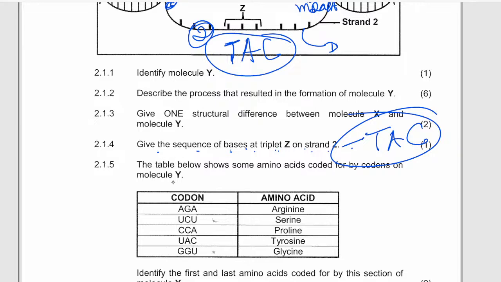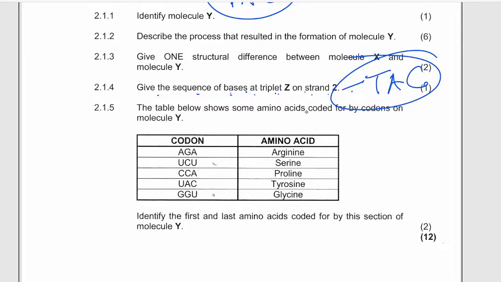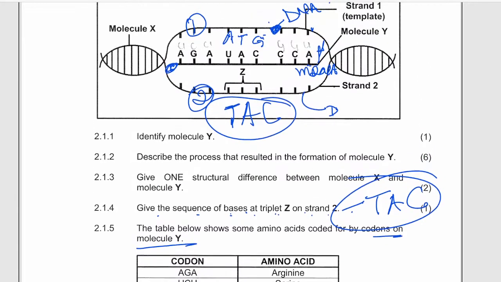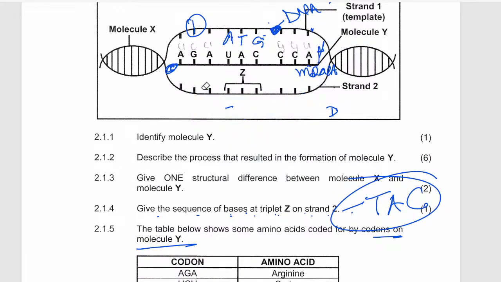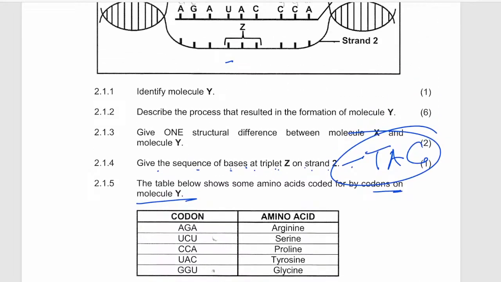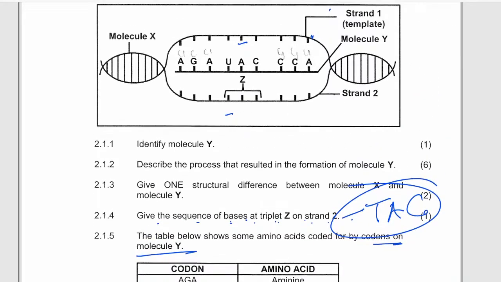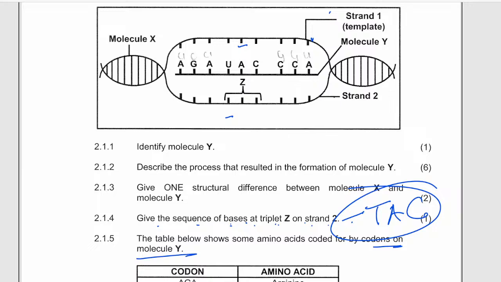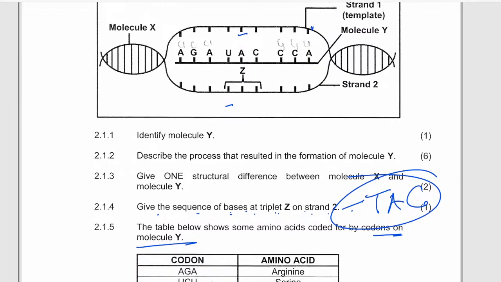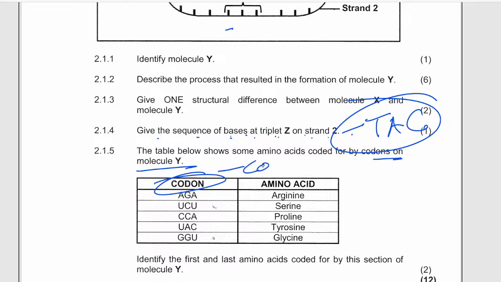Give the structure difference. We are done with that. The table shows some of the amino acids coded for by codons on molecule Y. So we come back here and we look for molecule Y. Molecule Y is a messenger RNA. Remember I told you that please make sure that you know how to change the codes: code, codon, anticodon. So molecule Y is a messenger RNA which has codons. What is here is a codon.